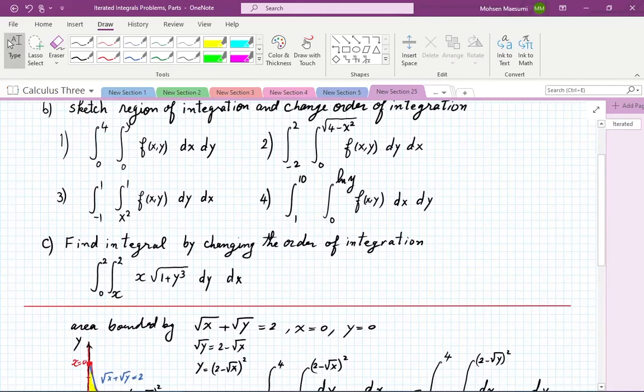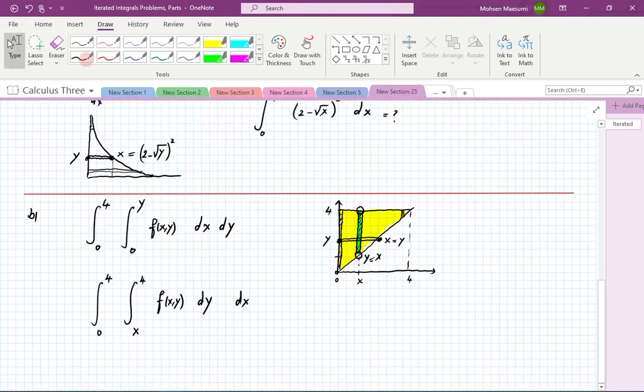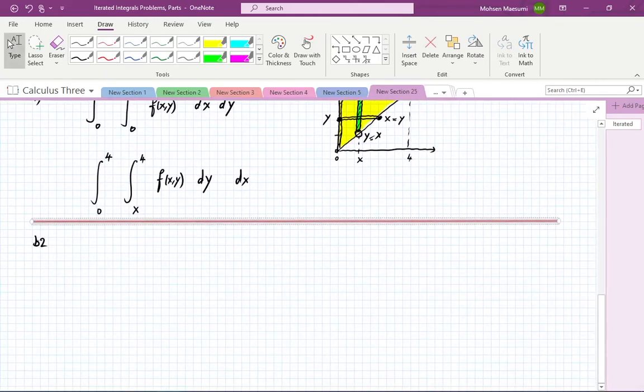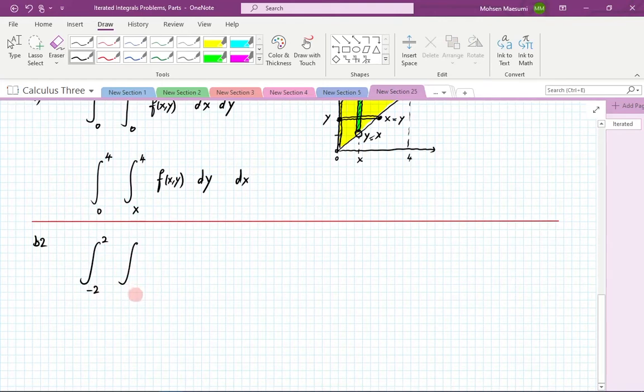Now let's move on to the next problem, which is B2. So B2 has the following look to it. It's the integral from -2 to 2 of the integral from 0 to radical 4 minus x squared of some function f of x and y, and then dy dx. One way to remember this is that the variable here and the variable there are different ones. So x and y, you see it there. One way to catch our errors in this section would be something like that.